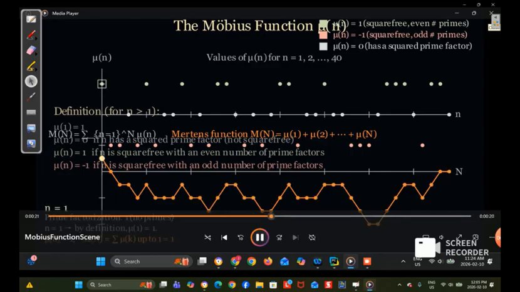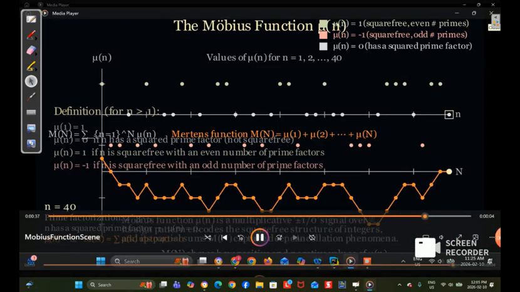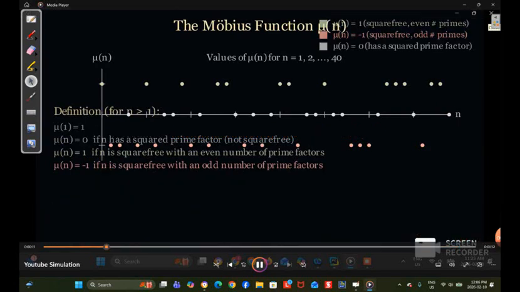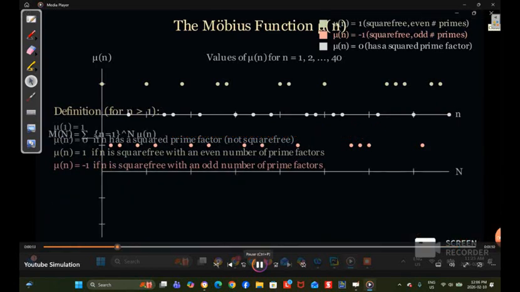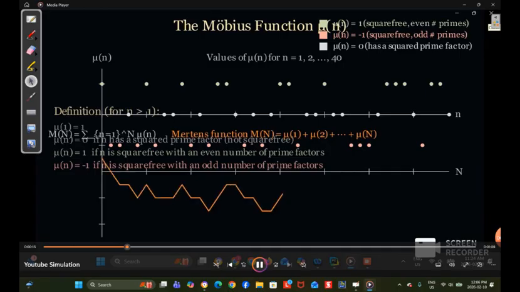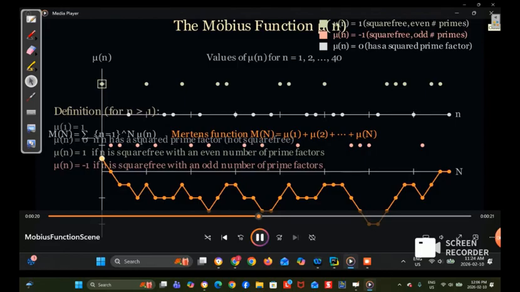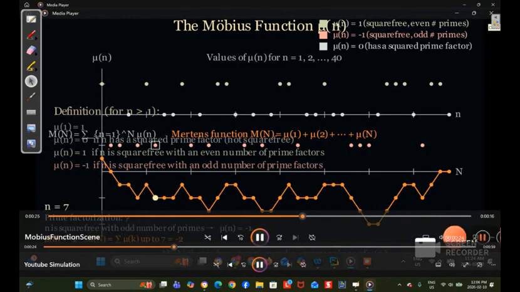Then you'll notice case 2, that mu of n is equal to 1 if n is a product of an even number of distinct primes. So that's case number 2, right? And then with case 3 here, I'm just going to rewind. Case 3 is that mu of n is equal to -1 if it's an odd number of distinct primes. So there are 3 cases to this model that I've mentioned.